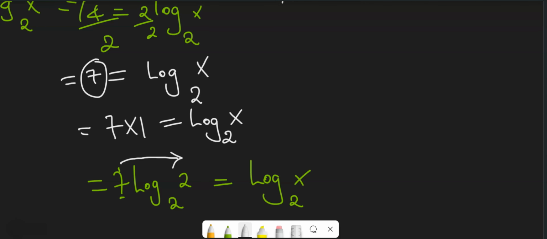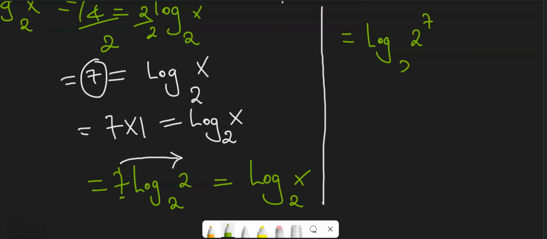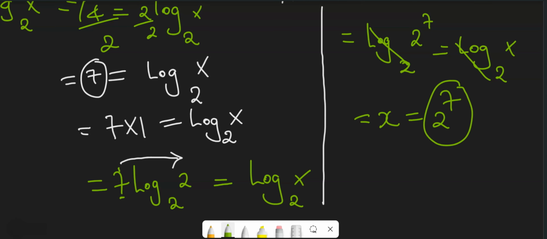Just draw a partition line here. So this should be able to give us what? This should be equal to log 2 to power 7 base 2, which should be equal to log x base 2. So we can cancel the logarithms to have x. Our x should be equal to 2 power 7, and this is the answer.